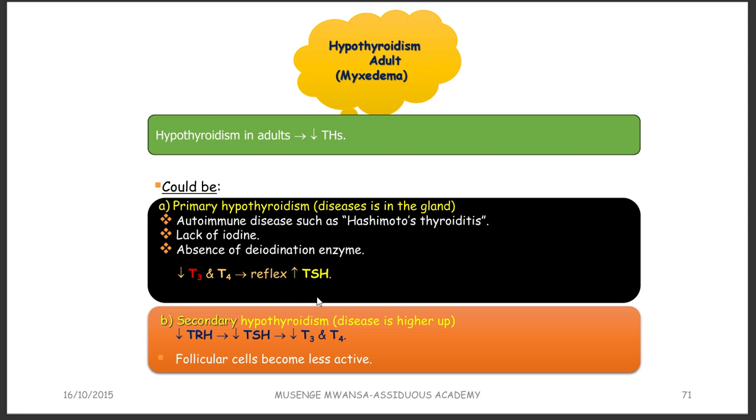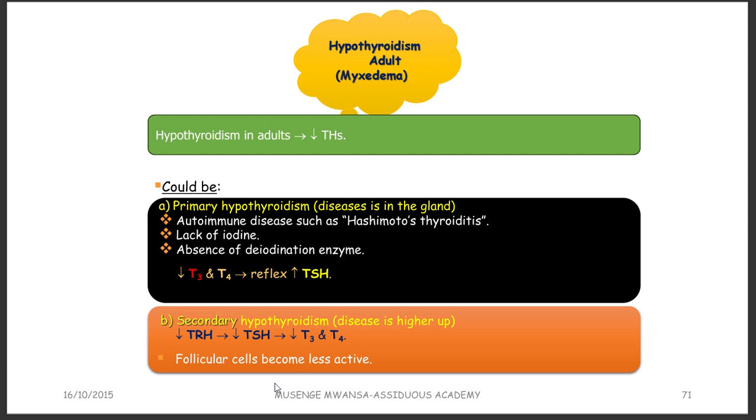But then the problem isn't even about this guy. The problem is about the gland itself. So this can help you to determine, if you measure the levels of T3 and T4 and also thyroid stimulating hormone, it will help you to determine where the problem is. So don't forget Hashimoto's disease.